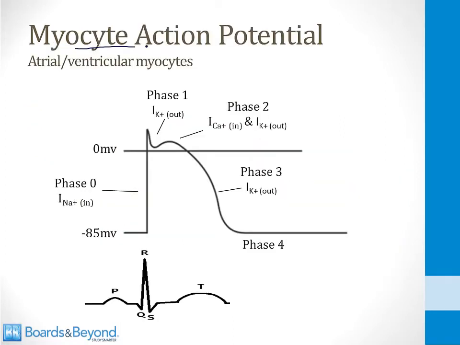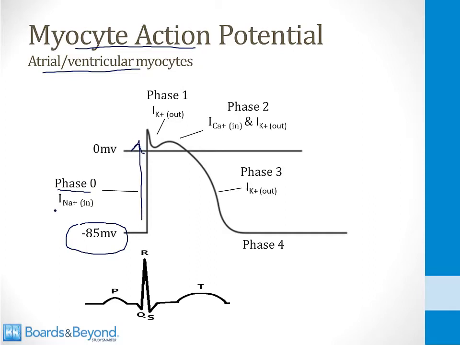This slide depicts the myocyte action potential. This is the action potential that occurs in atrial and ventricular myocytes, and I discussed this in much greater detail in the video on cardiac action potentials. But by way of brief review, these myocytes are at minus 85 millivolts at rest. When they depolarize, they enter phase 0, where the voltage quickly rises.